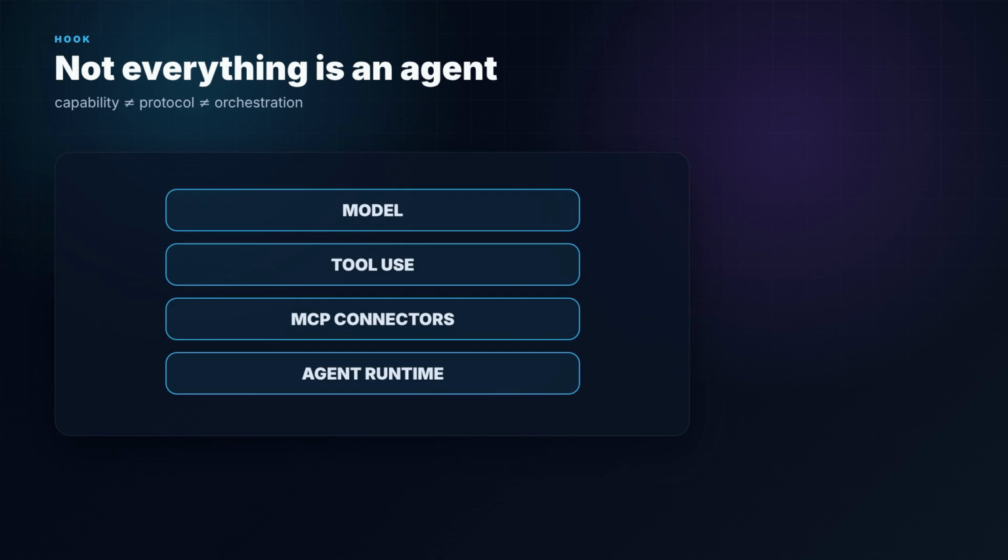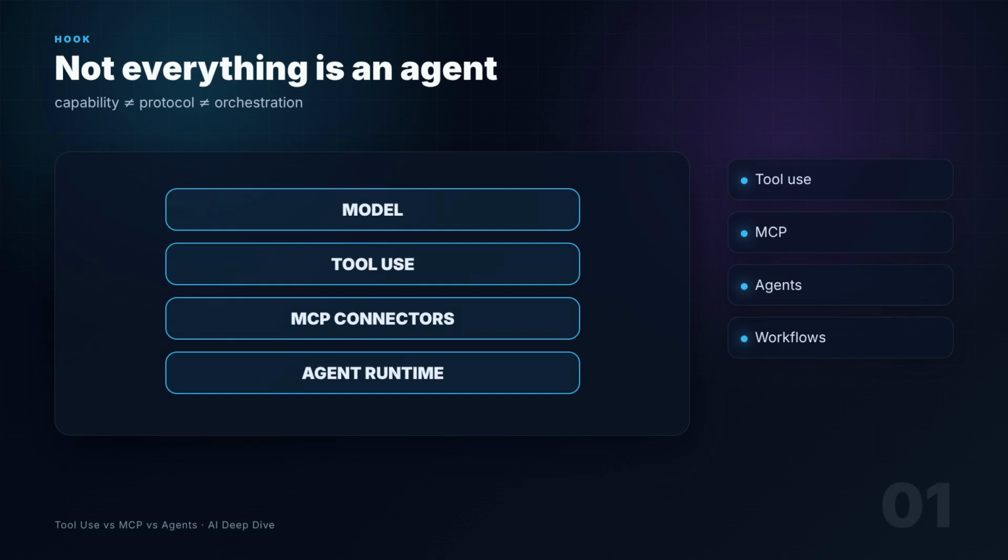The word agent has become overloaded. A chatbot calls a weather API, and someone calls it an agent. A coding assistant edits a file, and someone calls that an agent. A product adds MCP support, and suddenly every integration is described as agentic. But these are not the same thing.